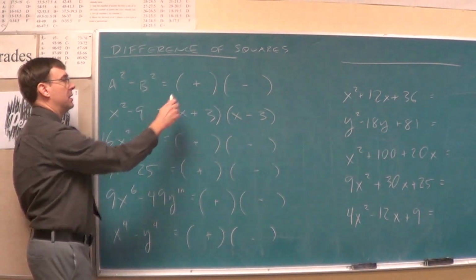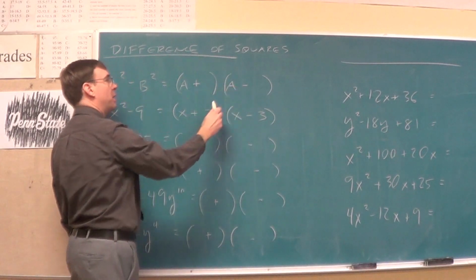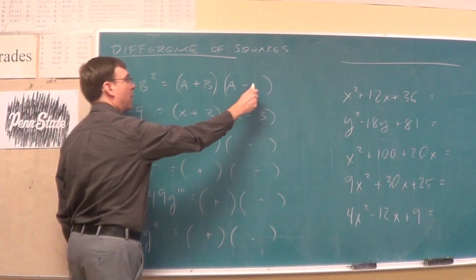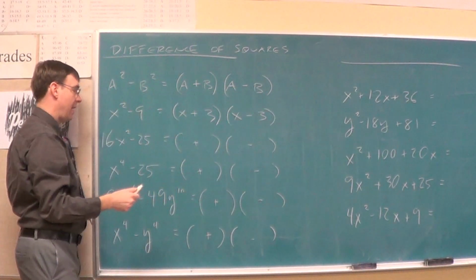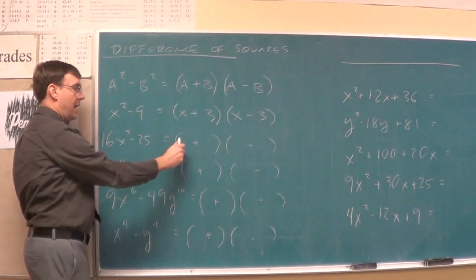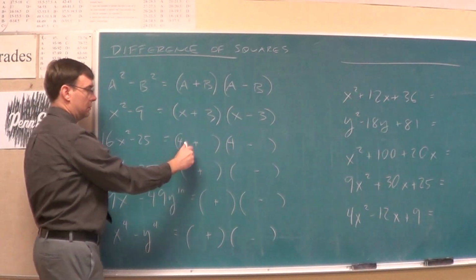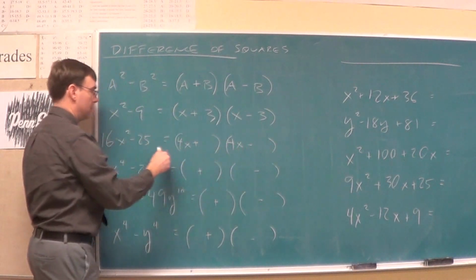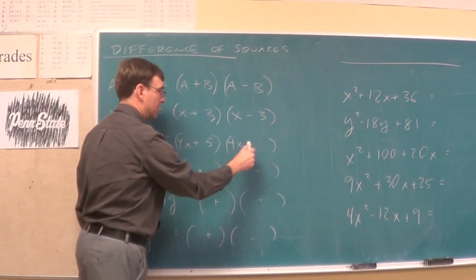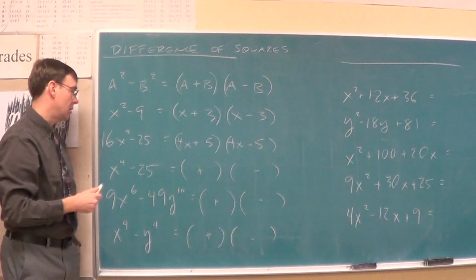A's and B's. A's and B's. A squared makes A's when we cut power in half. B squared makes B's when we cut powers in half. 16 makes 4. x² makes x. 25, 5. And then I'll call a timeout, make sure we didn't lose anybody.